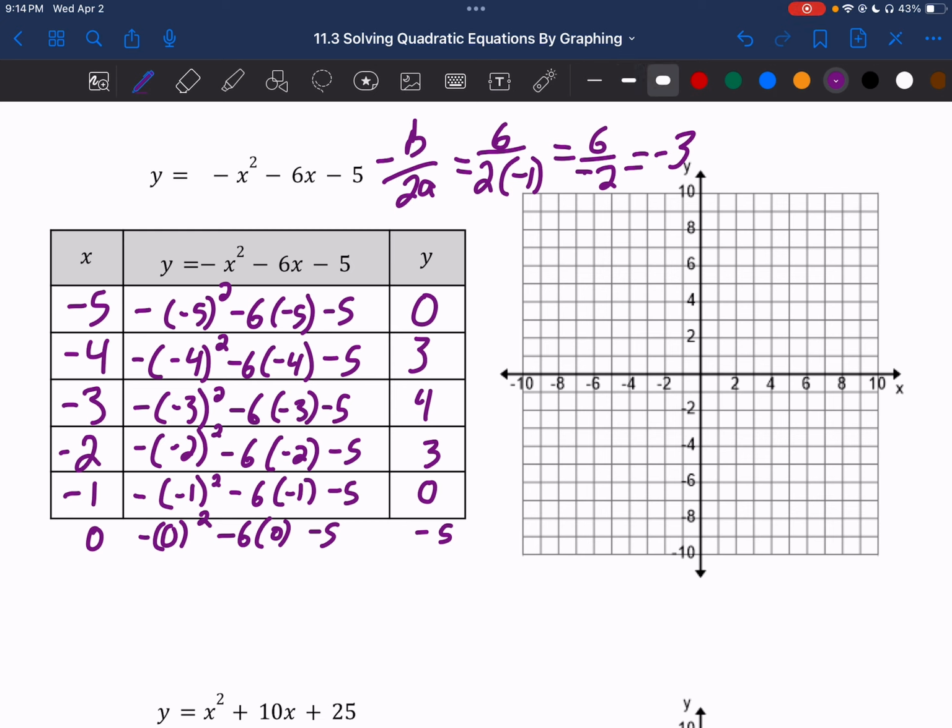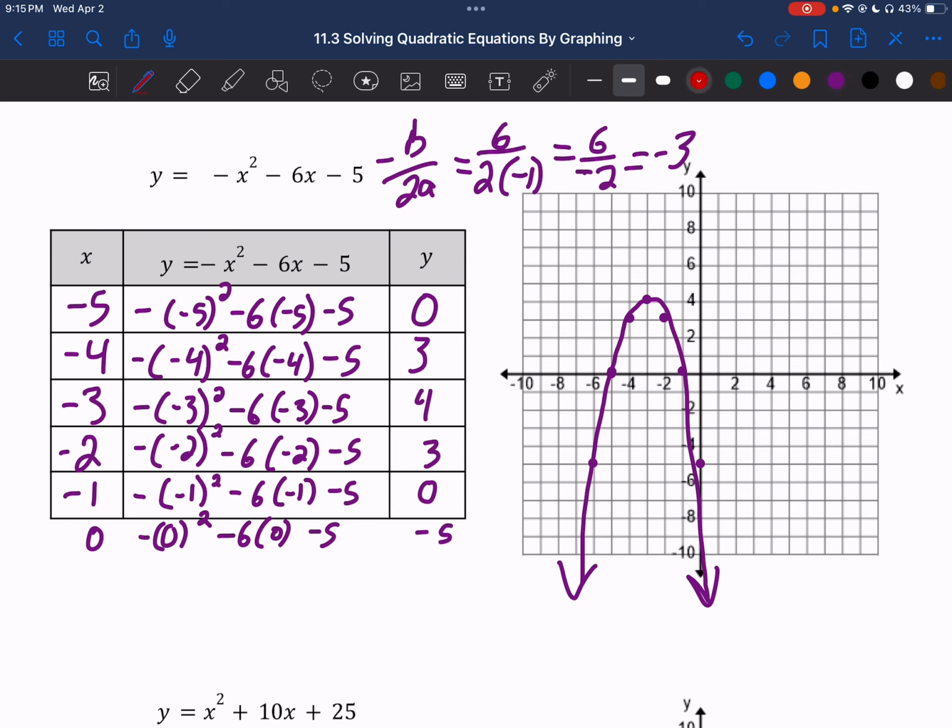So we have a point at negative 5, 0. We have a point at negative 4, 3. We have a point at negative 3, 4, negative 2, 3, and negative 1, 0. And then we did graph that one more of 0 and negative 5 down there, right? So that was 3 to the right of the axis of symmetry, 1, 2, 3 to the left, puts a point right there. All right, so there's our graph.